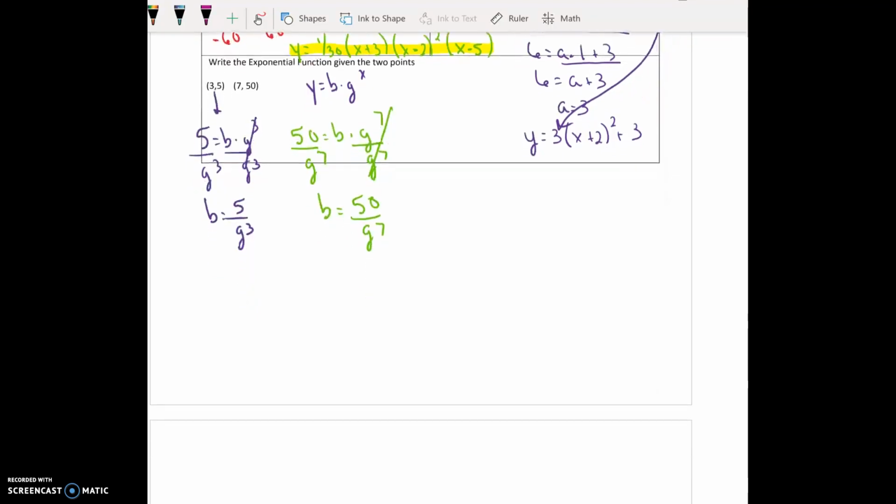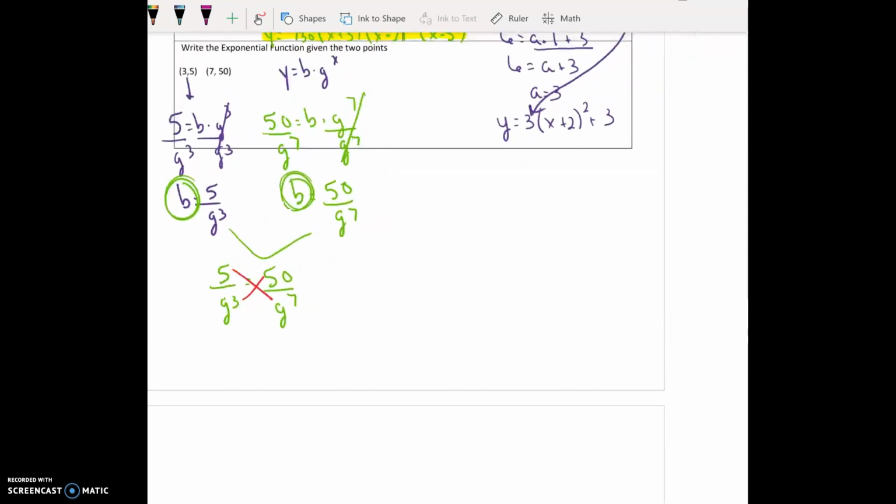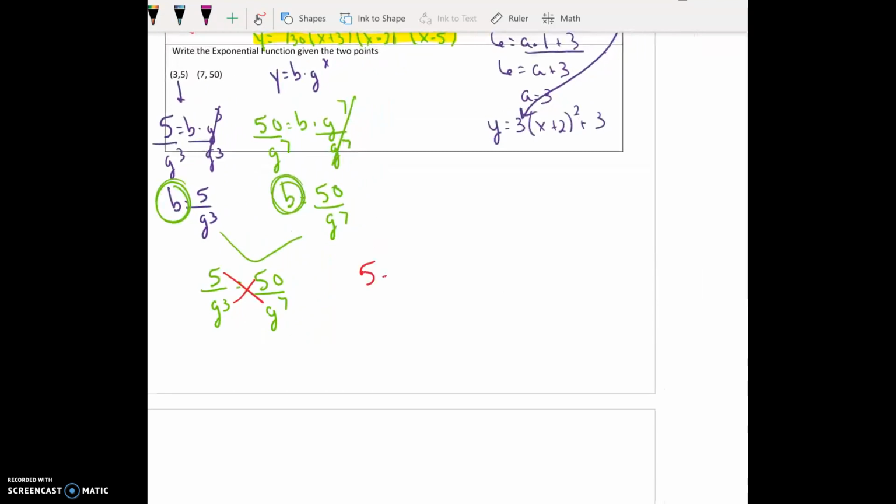So what I do now is, since both equations equal b, we're going to use the substitution method and have these two just equal each other. And then to solve for g, we don't want them in a denominator. I'm going to use cross products to get them out of a denominator. So I'll have 5g^7 equals 50g^3, and then I'm going to start to isolate the g's.